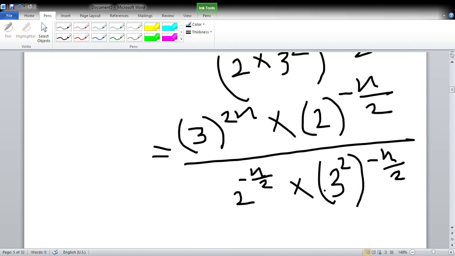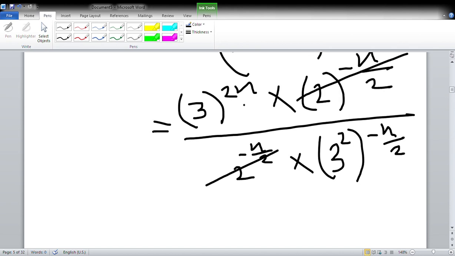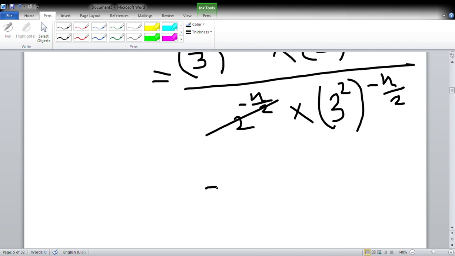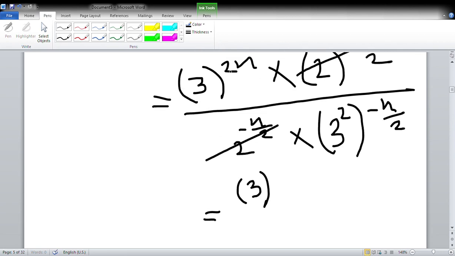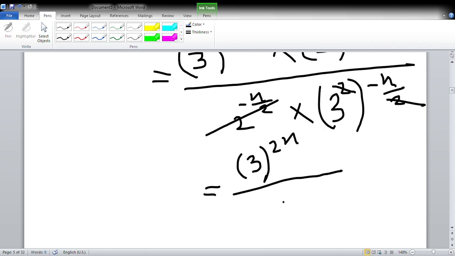So 2 to the power minus n by 2 appears in both, so you can cut it, right? That means what is left for us is 3 to the power 2n divided by 3 to the power minus n, right?